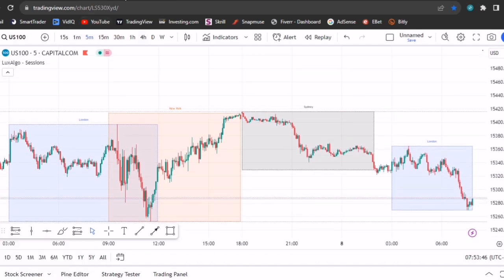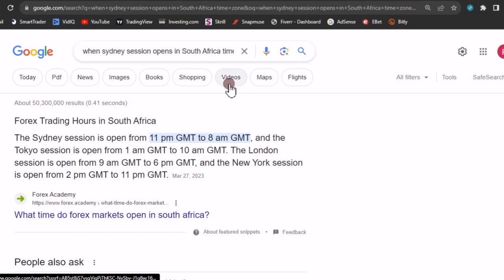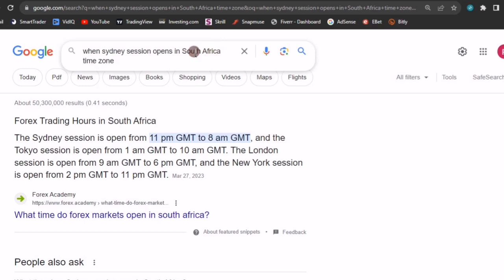First thing, I know you might not even know when the Sydney session opens. So just go to Google and type when Sydney session opens in, and write your location. Here I wrote South Africa time zone. You can write Nigeria time zone or Australia or United Kingdom time zone, and then it is going to show you. For South Africans, this session opens at 11 p.m.